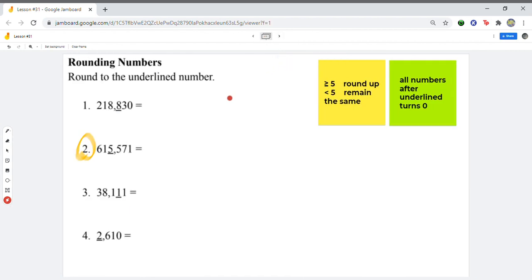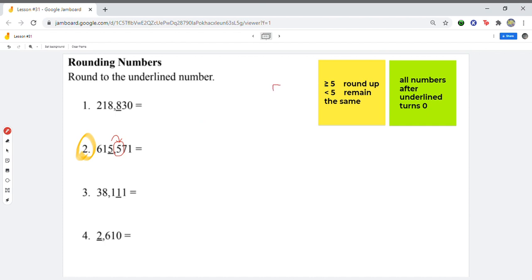For the first section, we're going to go over how to round numbers, and it says round to the underlined number. We're going to do number 2. It says 615,571, and we're going to be rounding the underlined number 5. The way you round numbers is this underlined number over here, 5, you're going to look at the number to the right of it, the one right next to it. That number is 5.